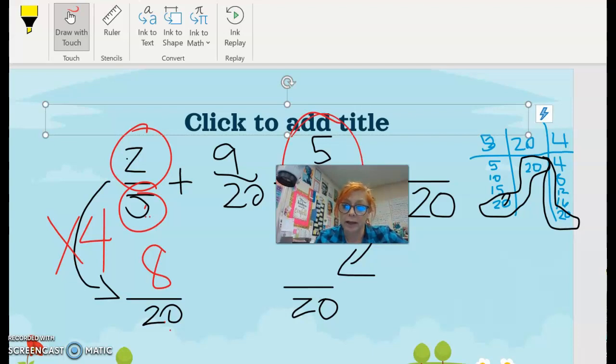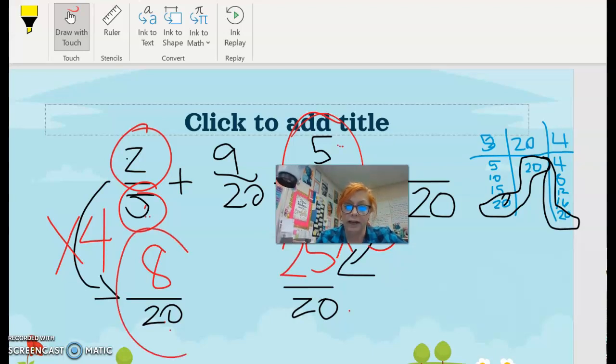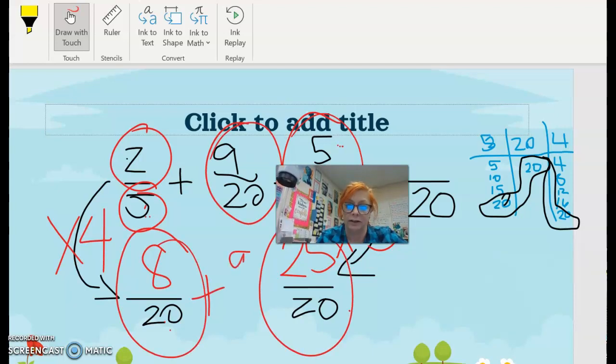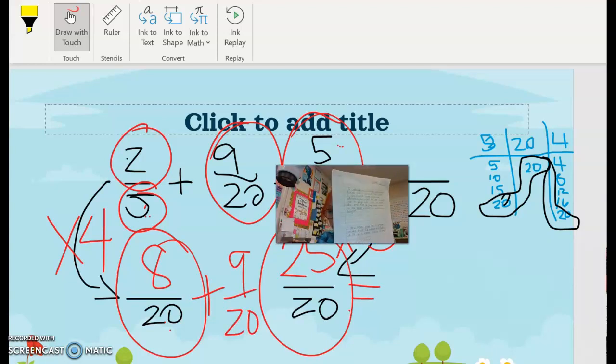Now over here, what am I going to multiply this 4 by to get 20? Times 5. So that means I have to also multiply the top times 5, which is 25. Now I have 8/20ths, 25/20ths, and I need to still add this one, 9/20ths. Now I can add them all up. So do that on your quiz. Correct your answer if you didn't get it, because your denominator should have 20 and you should have 8 plus 9 plus 25.